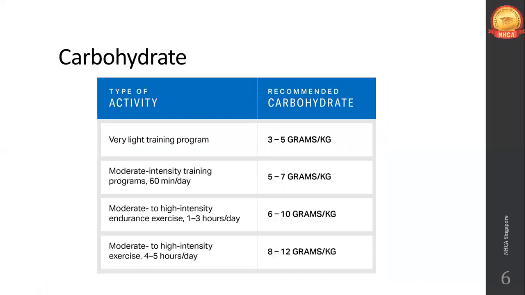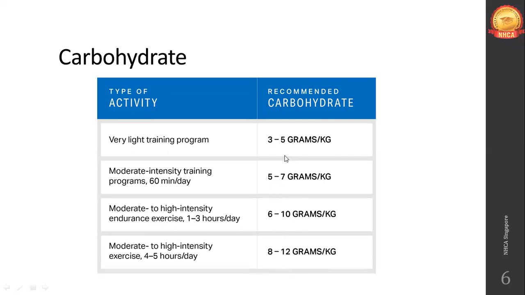So next, coming to carbohydrate. Okay, the type of activity, again, what is the intensity of the activity that they are performing, and what is the recommended carbohydrate intake. So here you just have to focus on these last two areas. Athletes who do high intensity endurance exercises for 1 to 3 hours per day, and moderate to high intensity exercises, which is more than 4 hours per day. You just have to remember these two when you are dealing with only sports and athleisure. Okay, so you just have to remember these two columns.